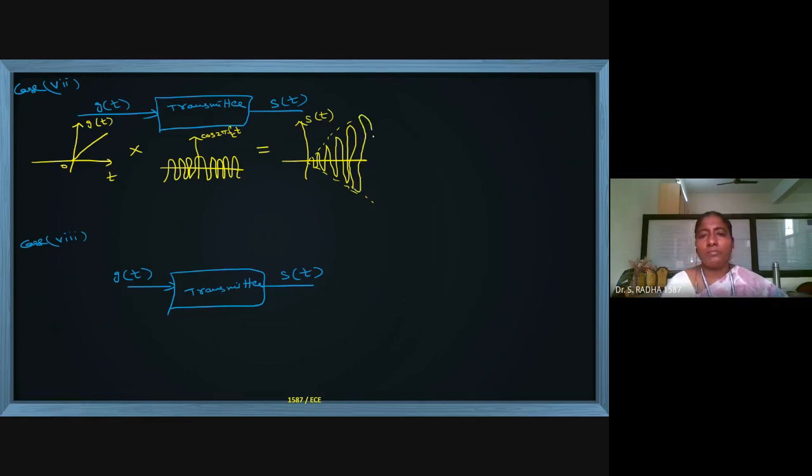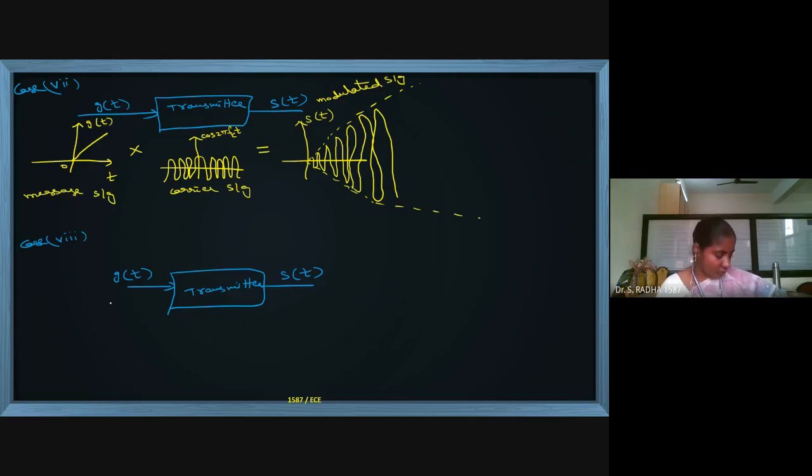Now for any type of diagram given, you know how to draw the modulated signal. That is what I am trying to tell you. This is the modulated signal in this case which will travel through the channel. This is the carrier signal and this is the message signal. This is about case 7.